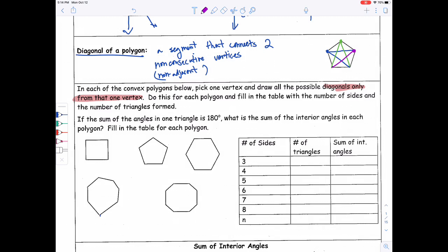So for the square, let's say I pick this vertex, the only diagonal that I see would be the one that's straight across. And that would be it for diagonals. For this 5-sided shape, which we call a pentagon, if I chose that vertex, the two diagonals would be here and here. Everything else would not be a diagonal because it's adjacent to the vertex. Now I'm going to go through and draw the rest of my diagonals.